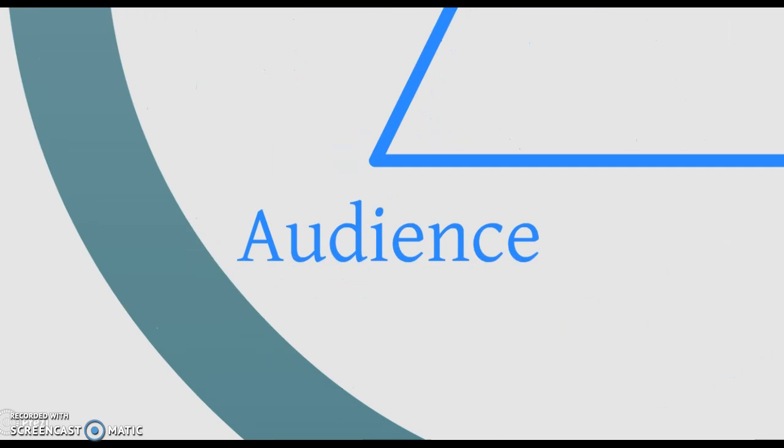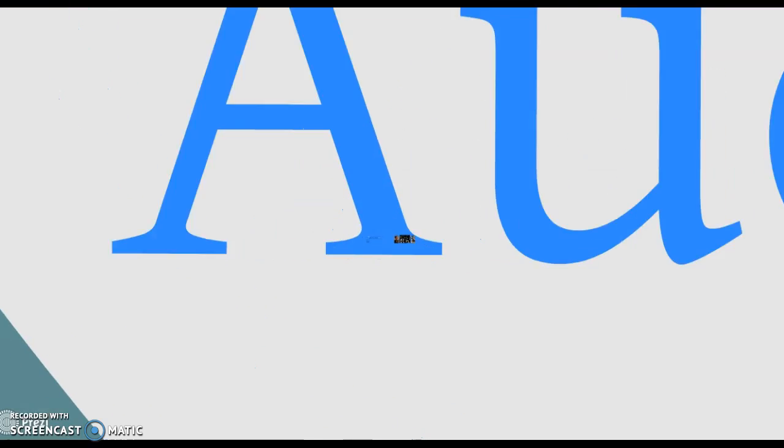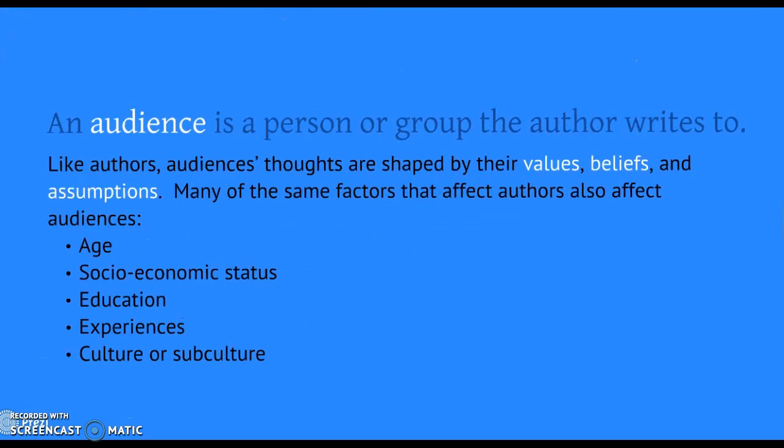The other concept that we're going to talk about quite a bit in this class is this idea of audience. An audience is a person or group the author writes to. Like authors, audiences' thoughts are shaped by their values, beliefs, and assumptions. Many of the same factors that affect authors also affect audiences. So anytime we're creating a text, we want to be thinking about who our audience is. And we might have many audiences. But at the same time, we want to be thinking about who we're most trying to reach. And in doing so, we want to think about the same things we think about when we think about an author: age, socioeconomic status, education, experiences, culture, or subculture.